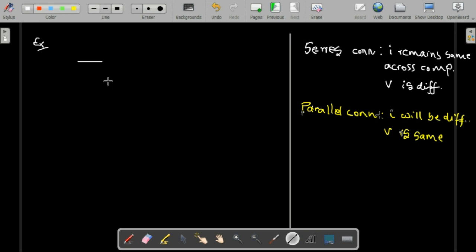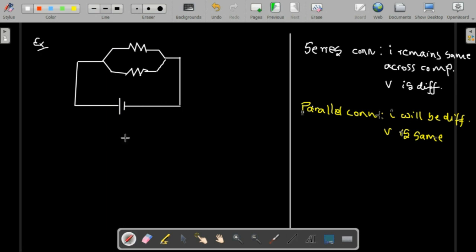What we have here is two components: one resistor like this, and one more here. So we have these two resistors connected across a voltage source. Here everywhere we are going to use our Ohm's law. Let's say this is again 12 volt, this is the voltage that we have, and the resistance might be, let's say, this is 6 ohm, this is 3 ohm.